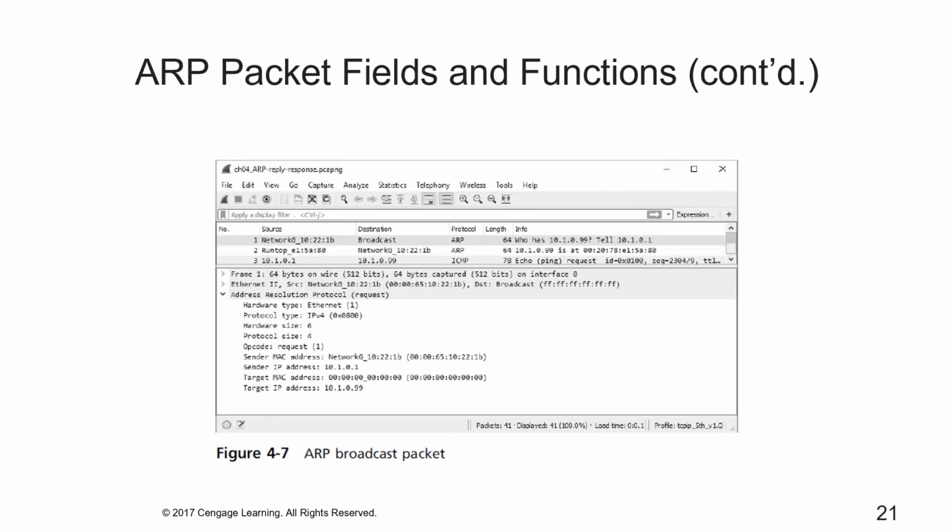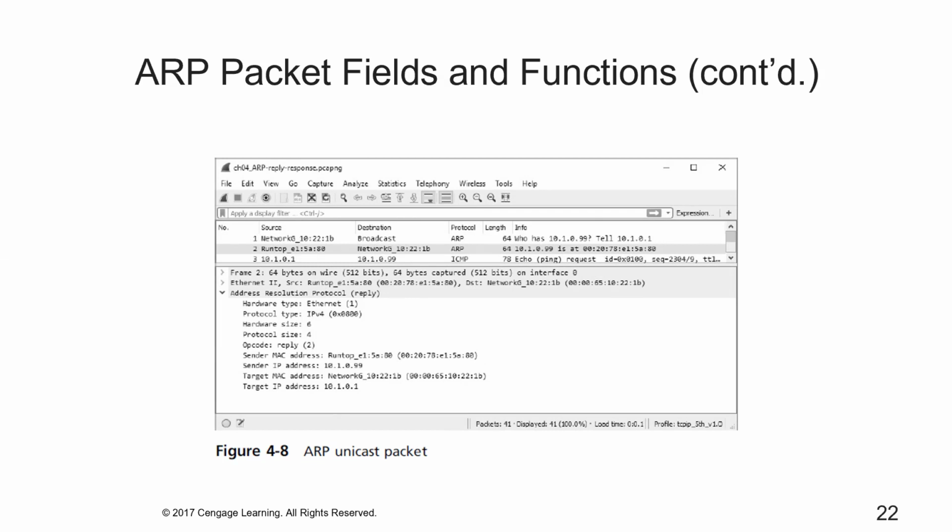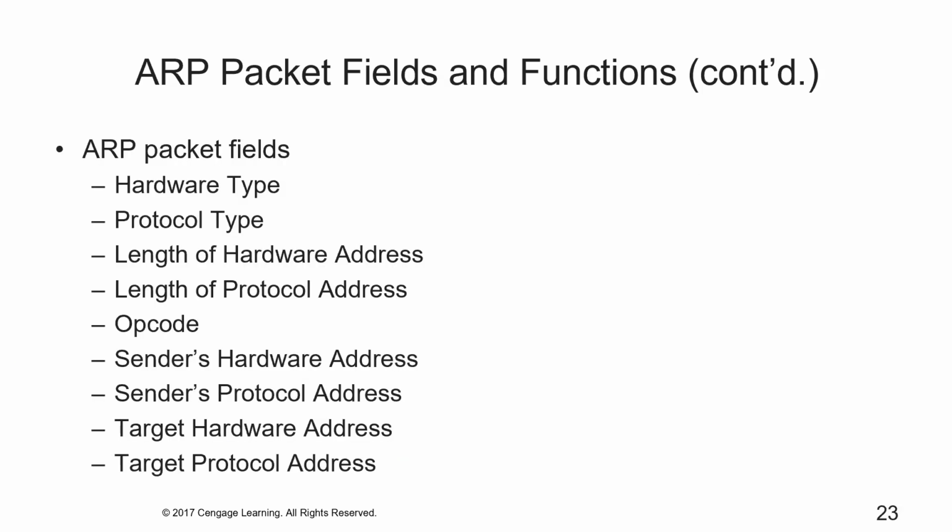Here is a capture of an ARP broadcast packet. Here is a capture of an ARP unicast packet. When we talk about the ARP packet fields, there are a number that you need to remember: the hardware type, the protocol type, the length of the hardware address, the length of the protocol address, the opcode, the sender's hardware address, the sender's protocol address, the target hardware and target protocol addresses.